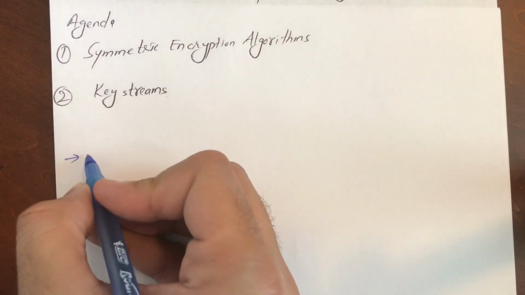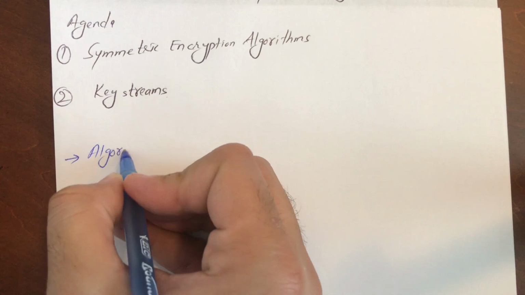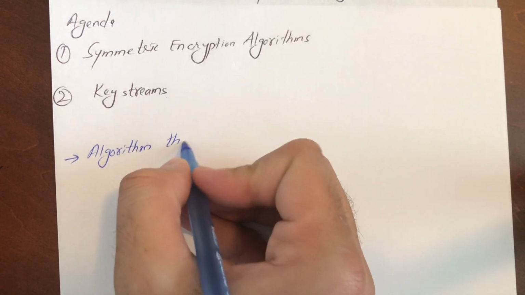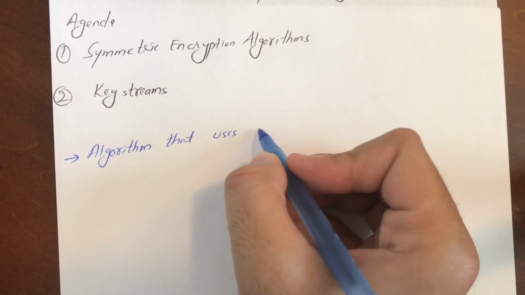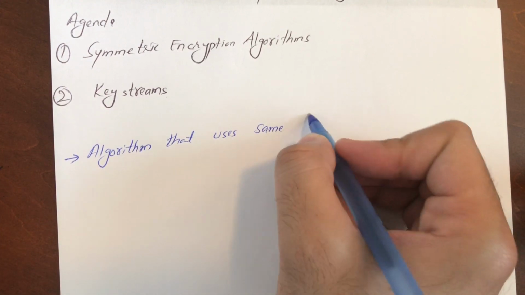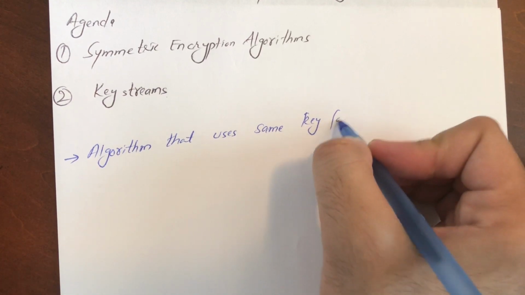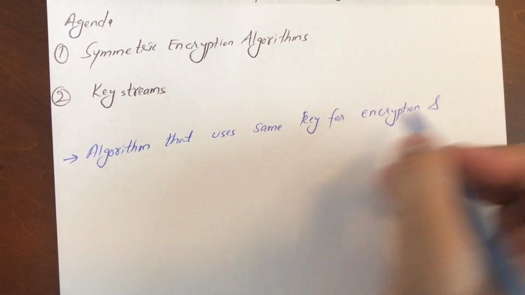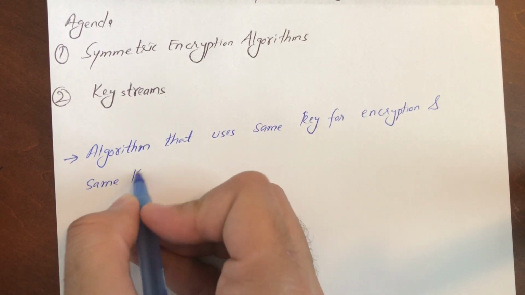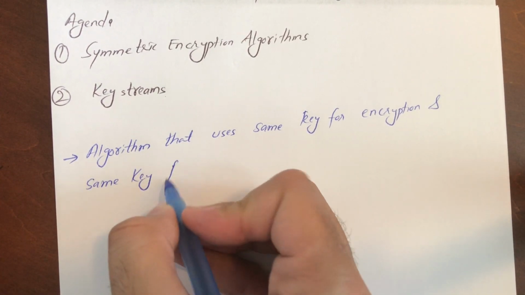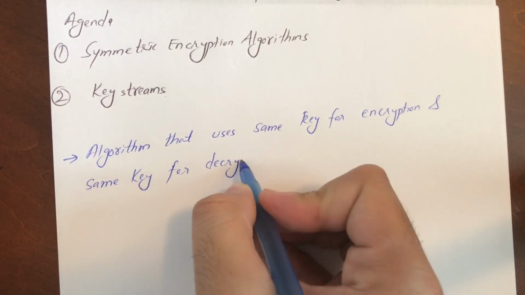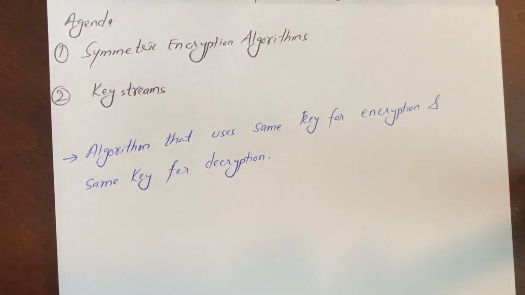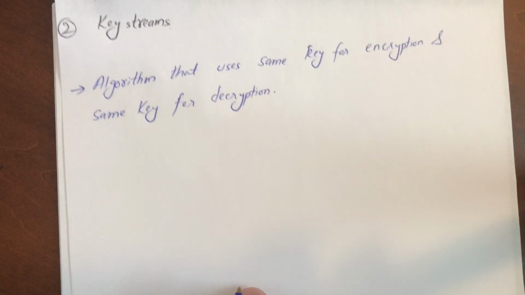So symmetric encryption algorithms, if you want to give a definition: a security algorithm, in fact, an algorithm that uses the same key for encryption and the same key for decryption. So any algorithm which uses only one key for encryption and the same key for decryption is known as a symmetric encryption algorithm.